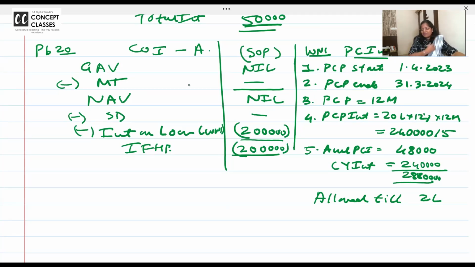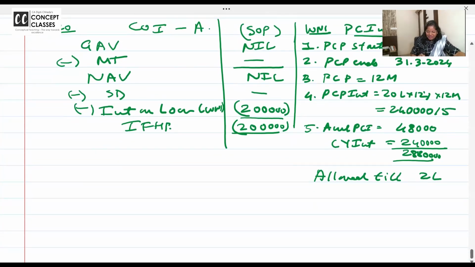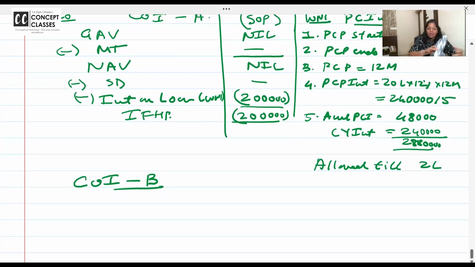I don't know how many of you observed, example 5th was really very easy. It became easy over the period of working out, 1, 2, 3, 4. So 20th sum, computation of income of A is over. Does anyone have any doubt? Now computation of income of B.